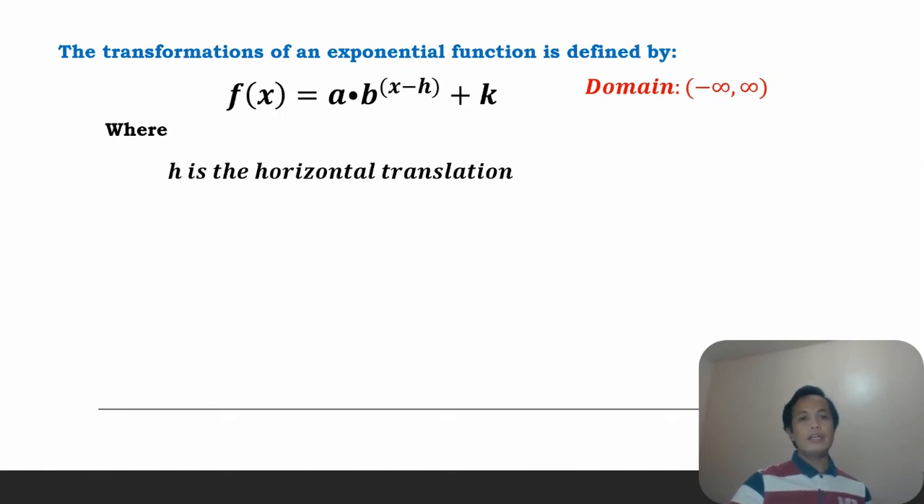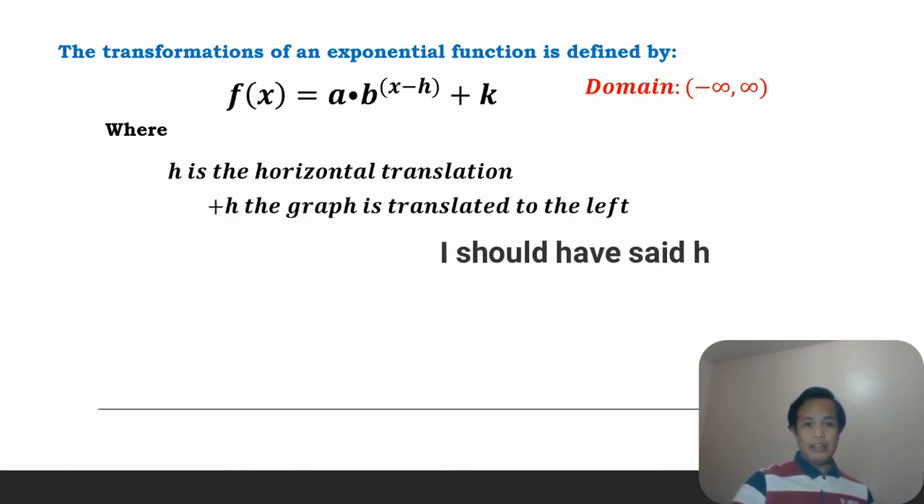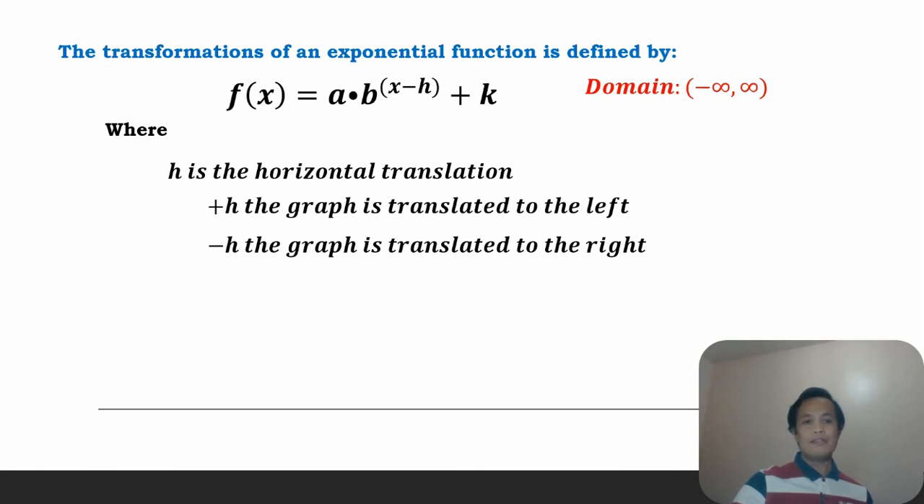The h here is the horizontal translation, meaning the translation of the graph to the left or to the right. For example, if the h is positive, the graph is translated to the left, meaning from the starting point of the standard form, your graph will move units to the left. While if the h is negative, the graph is translated to the right, meaning your graph will move units to the right. Again, if you have watched my video about plotting the graph of exponential function, you will understand how the h and k work.